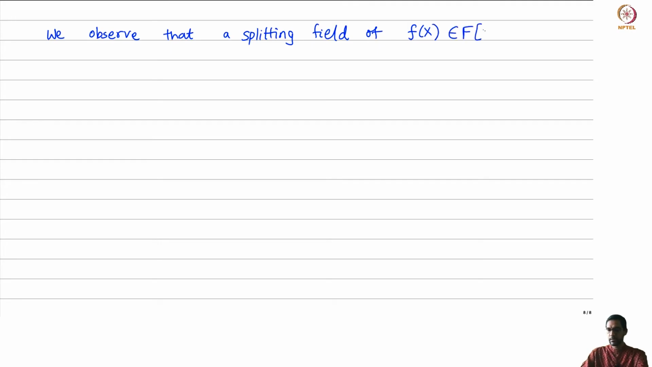Okay, but before we do that, let's prove some other simpler properties of the splitting field. So we observe, before proving the uniqueness, that the splitting field of the polynomial f(x) is, or must be, a finite extension of the field F.